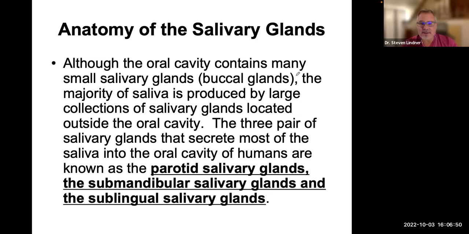And the three pairs of salivary glands that secrete the saliva into the oral cavity are known as the parotid gland, which is just in front of the ear, and then under the mandible, the submandibular glands, and then just under the tongue, the sublingual glands.